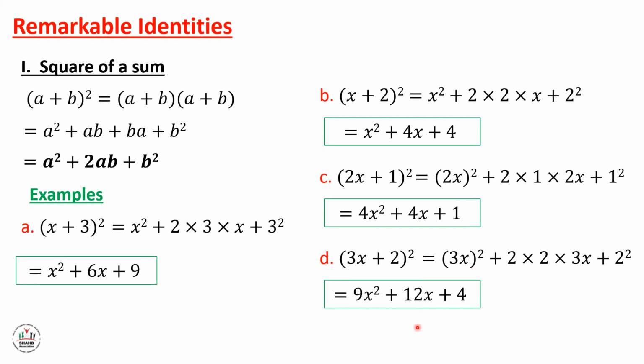Final example, 3x plus 2 squared. So 3x squared equals 9x squared. Then we multiply the power with the numbers inside the brackets. So 2 times 3x equals 6x, times 2 equals 12x. And the final term squared, which is 2 squared.